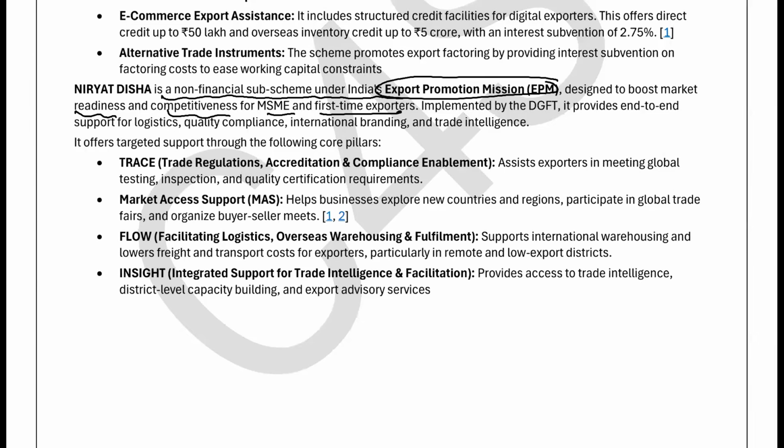So you can use this reference wherever you are using any ESI topic related to the MSME segment. The question has been framed. So you can put the data of this scheme and circular in that, and you will surely get good marks in that. Understood? So, implemented by DGFT, it provides end-to-end support. I'm not going to read everything. Please try to understand. Okay.